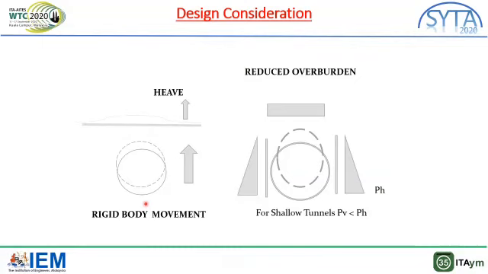Here you can see the figures explain the effects of rigid body movement and reduced overburden. The first figure shows the rigid body movement, as it was possible that whole tunnel can shift upwards, resulting in upheaving of area above. Secondly, the reduction in overburden due to excavation of soil increased the horizontal pressure, resulting in ovalization of the tunnel.